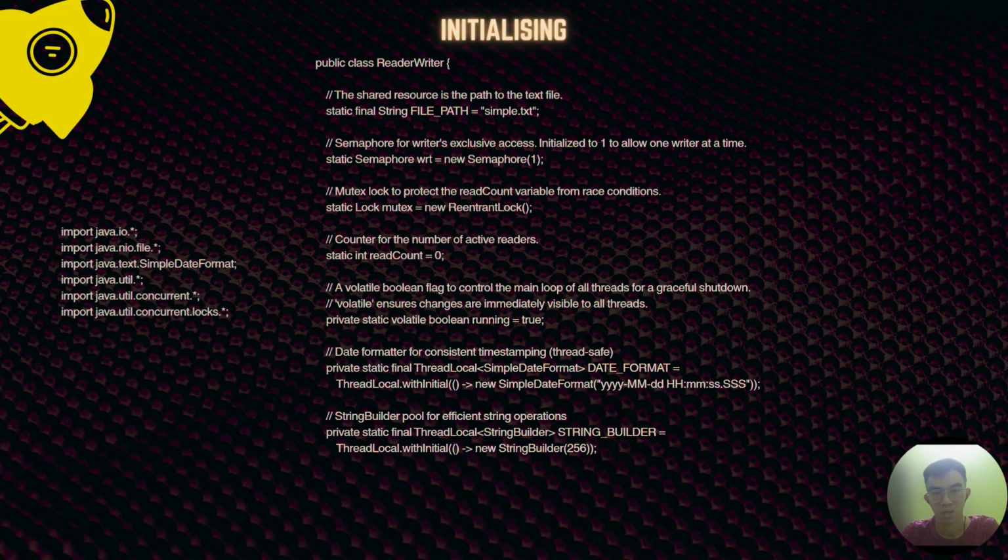First, inside the reader-writer class, we will have the symbol.txt, and then the semaphore is to control the writers at runtime, and then the mutex is for the read count, and we will set the variable read count as 0. And then for the other types, the boolean running is to control the main loop of all of the threads inside the code. And then for the date formatter, we will use the thread worker with inertia so that it can be consistent. Next is the string builder for efficient string operation.